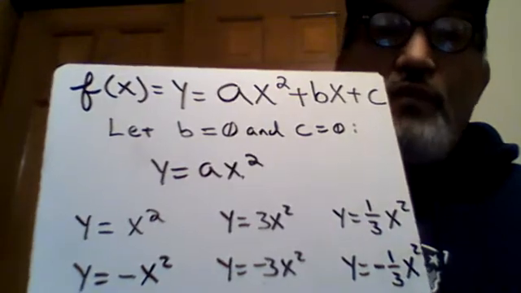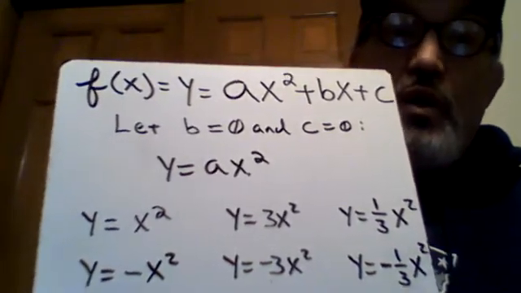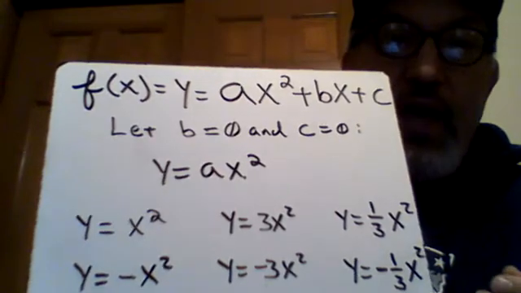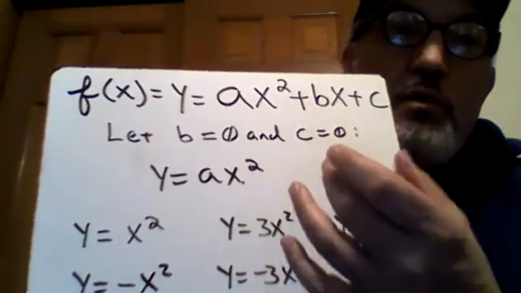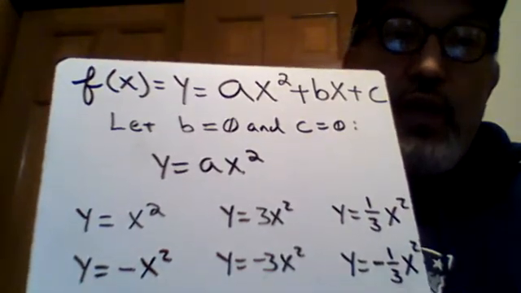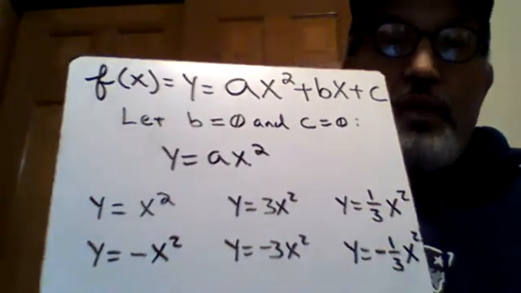The second rule, having to do with the absolute value of a, is this. The greater the absolute value of a, the narrower the parabola is. And the smaller the absolute value of a, the wider the parabola is.